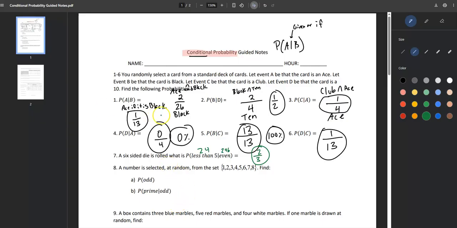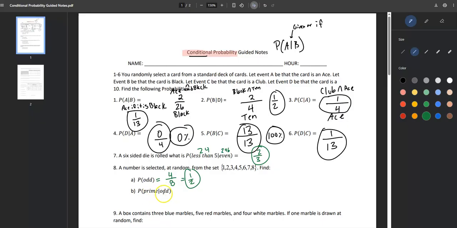Okay, different scenario. Let's say I've got this set of numbers 1 through 8, and I want to find the probability of getting an odd number. Well, this is no longer a slash, so this is out of 8. And odd numbers, I have 1, 3, 5, and 7, so 4 of those, or 1/2 for that one.